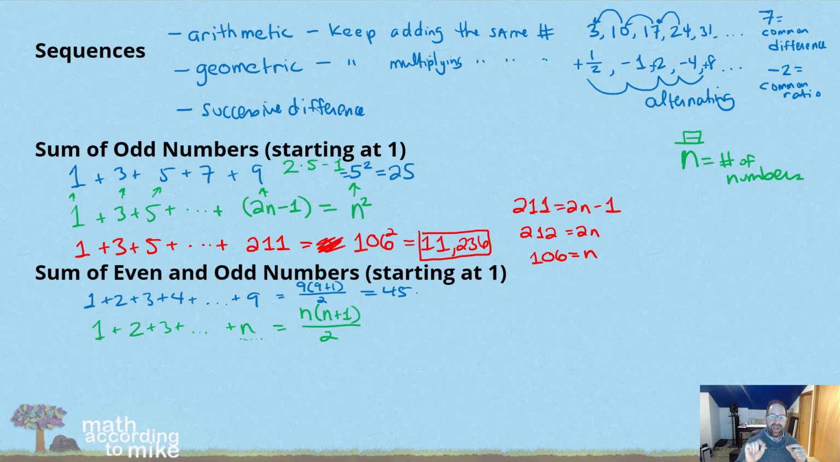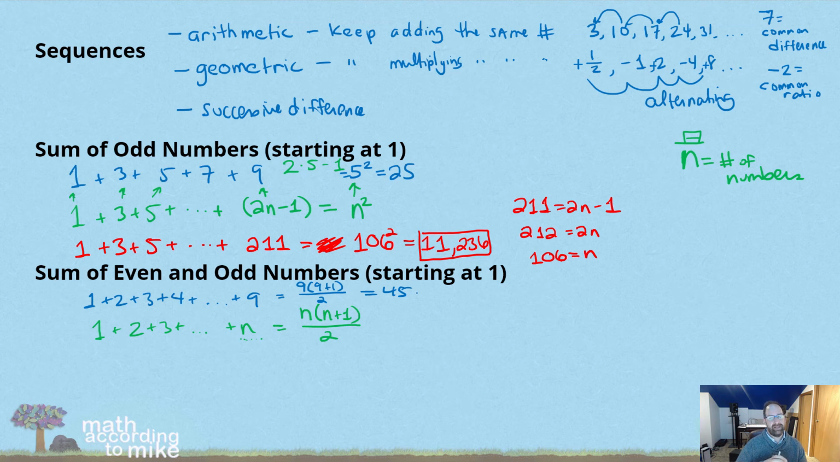So, if you have odd numbers starting at 1, you find out how many numbers you have by setting the last number equal to 2n minus 1. Solve for n. Whatever that number is, that's the number of odd numbers you have in this case. And so you just square it, and there's your answer. That's the sum of odd numbers.